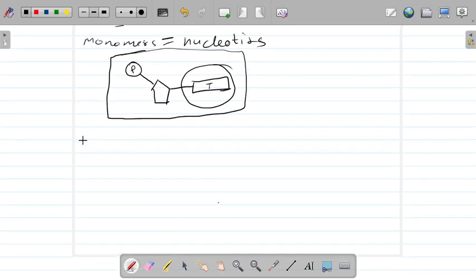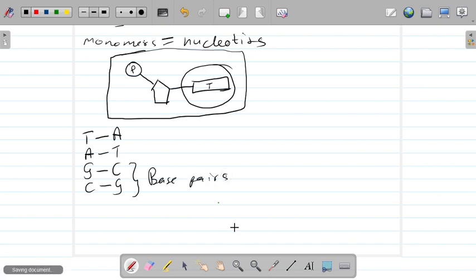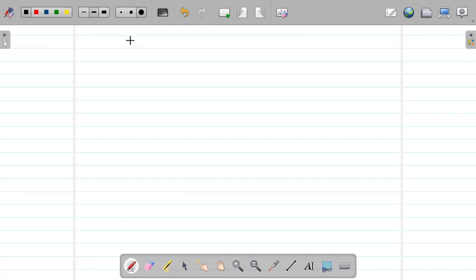So the nitrogenous bases form what we call base pairs. For example, thymine bonds with weak hydrogen bonds to adenine. Adenine bonds with thymine again, with weak hydrogen bonds. Guanine bonds with cytosine, and cytosine bonds with guanine. So these nitrogenous bases form what we call base pairs. We're together, good. Let's move on to DNA replication.